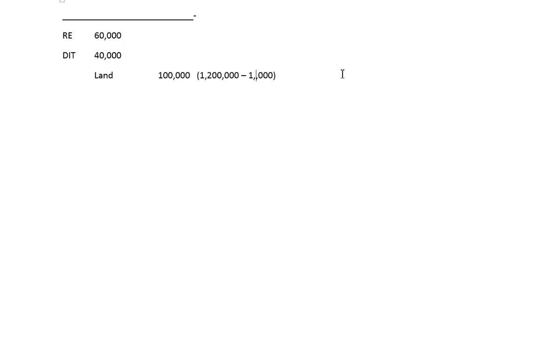Let me see if I got these commas and everything right. There, that looks better. No, it doesn't. Another zero. There you go. So that's the idea. So that land's got $100,000 in profit in it, but the true cost to the consolidated entity is what the sub paid for it.